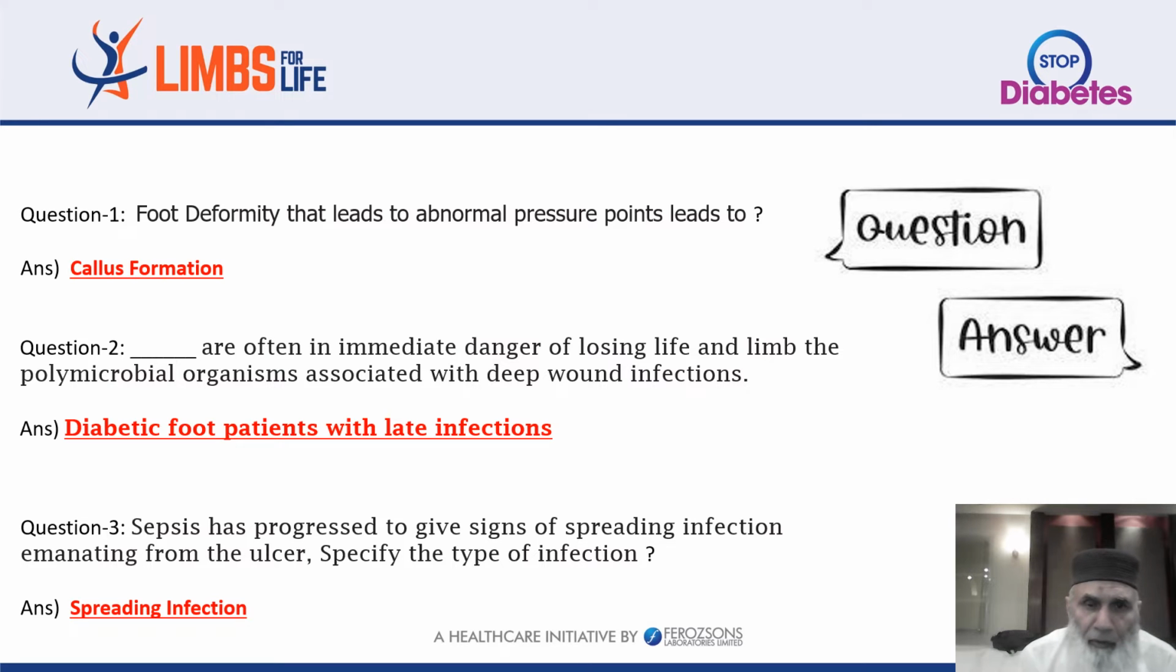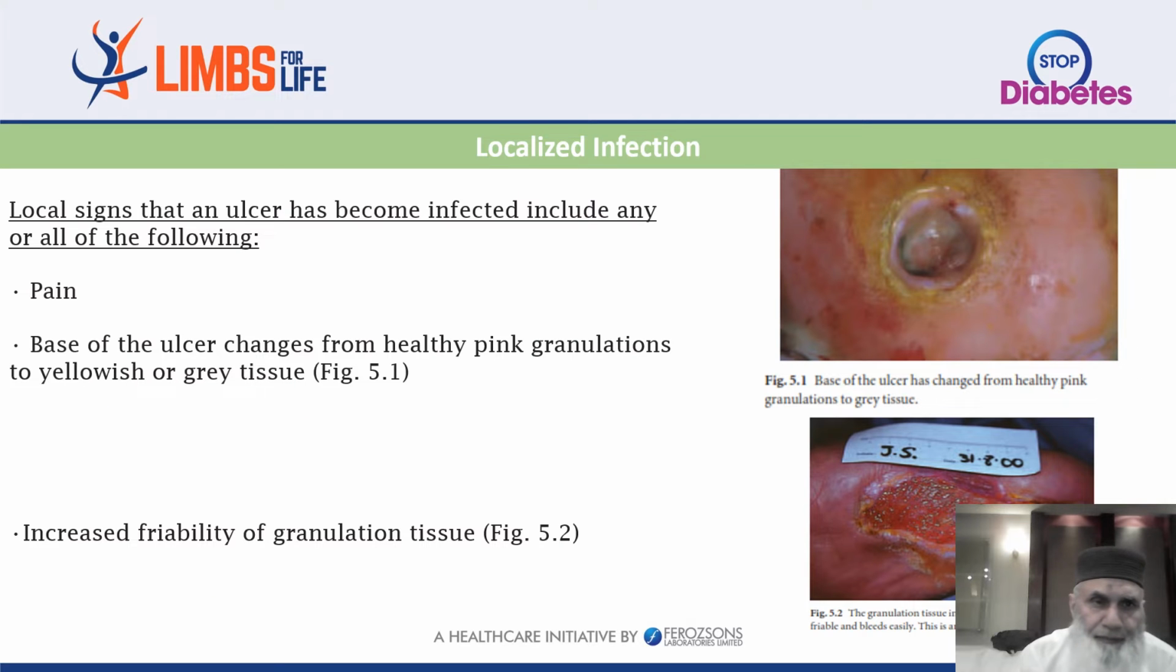And sepsis has progressed to give signs of spreading infection emanating from the ulcer, which specifies the type of infection. And this is the same: when an ulcer develops, after that there is spreading of infection around in the surrounding tissue and deep in the bone and in the joints, and that gives rise to all these complications.